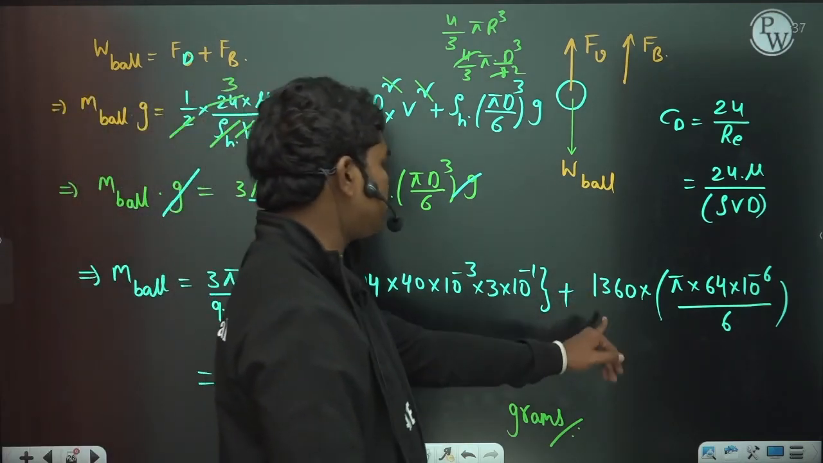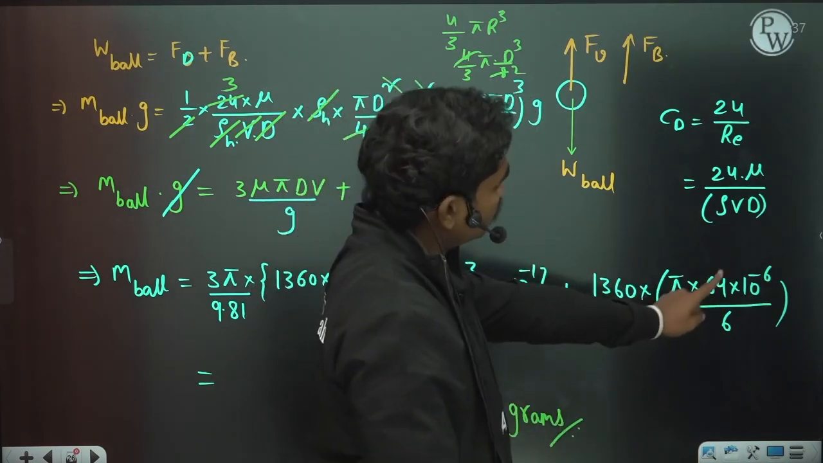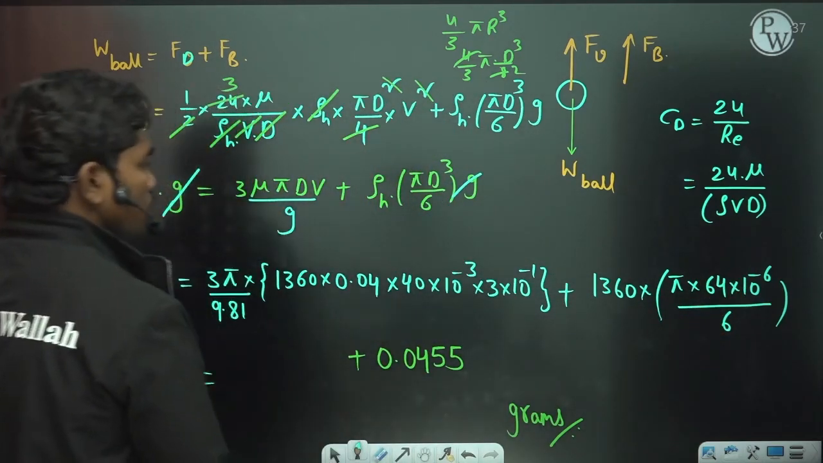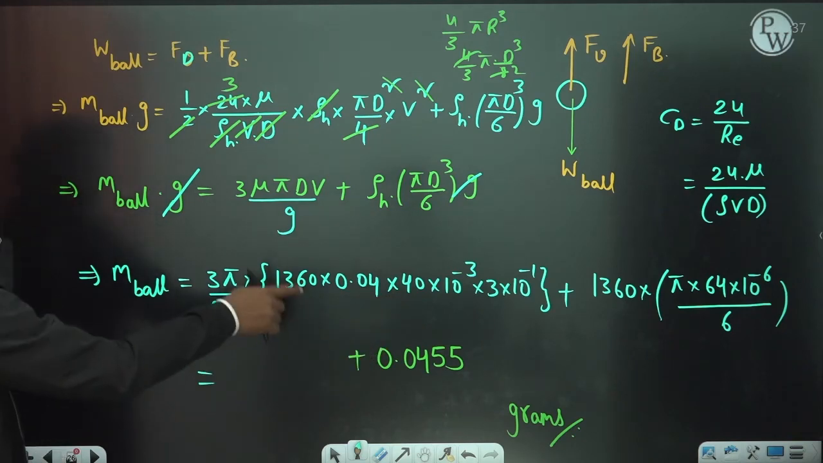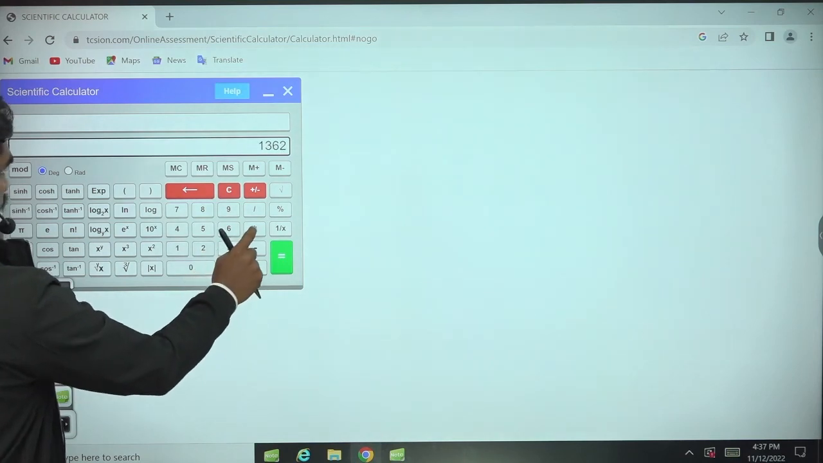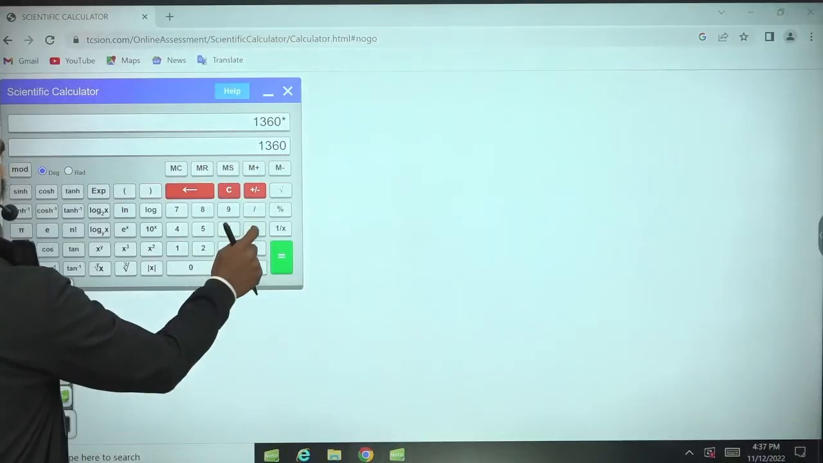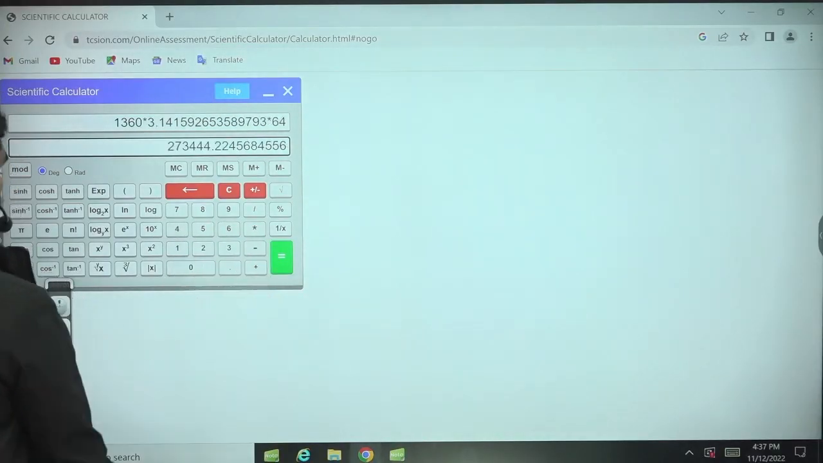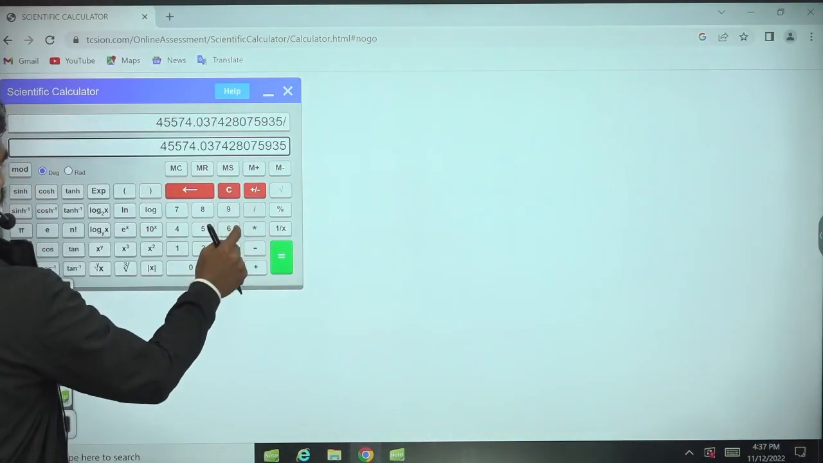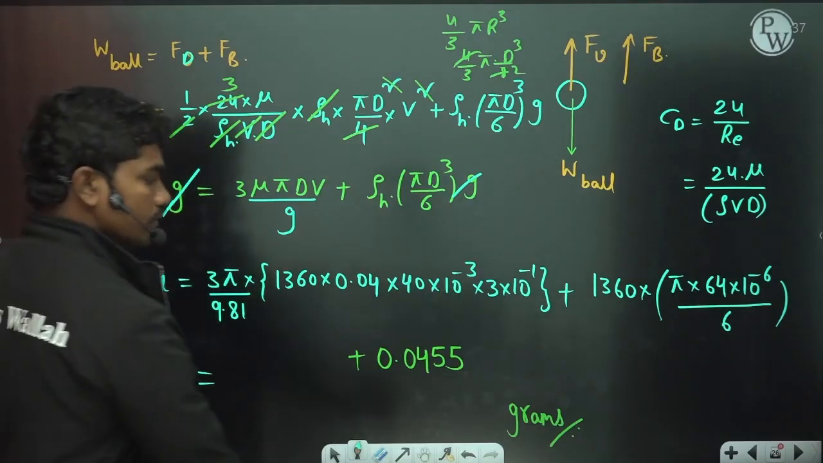But second term is density of honey pi, this 40 into 10 power minus 4 into 10 to the power minus 2. So cube of that, 4 cube is 64, 10 power minus 6 divided by 6. Okay, so I think that's fine. So let us calculate this value once again. Let us take that value also first. 1360 into pi into 64 divided by 6 divided by 10 power 6. So 0.04557.